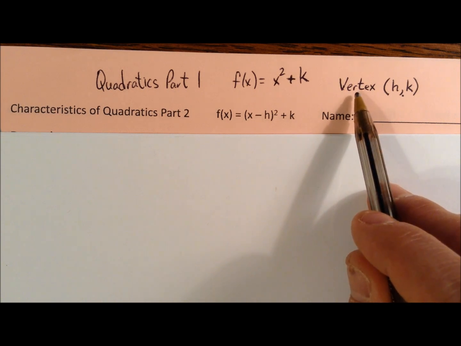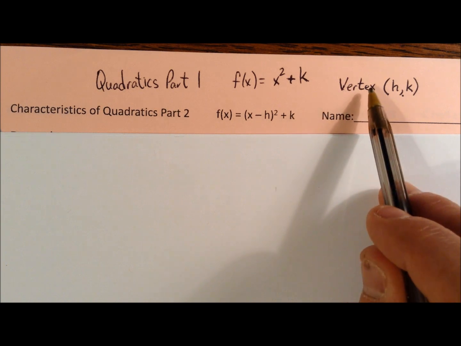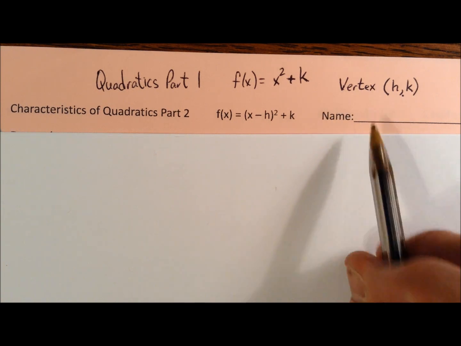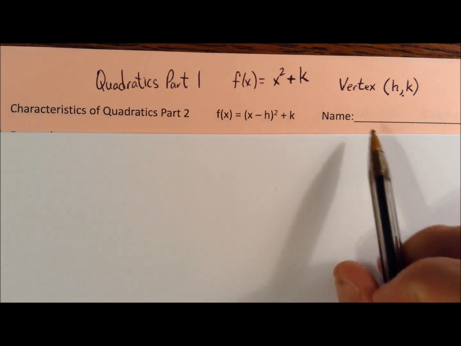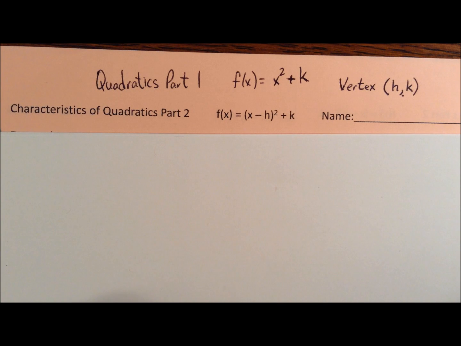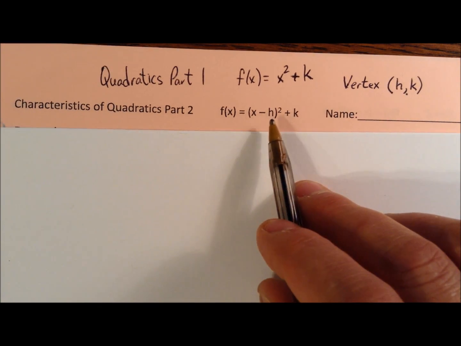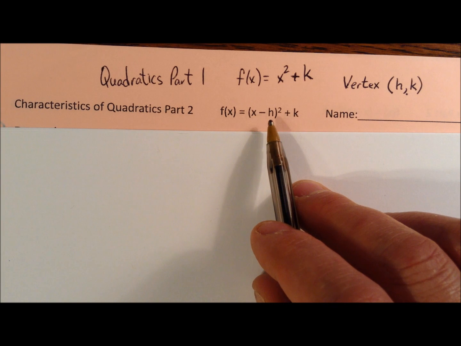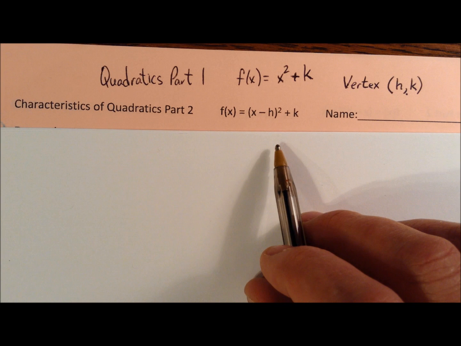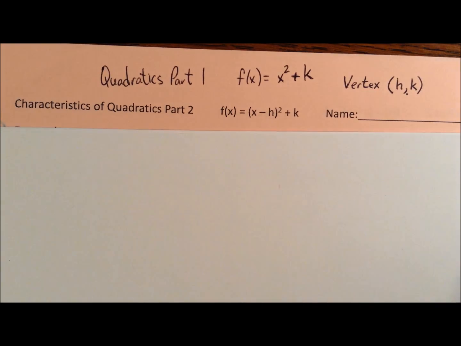The vertex, again, is the point where it changes direction. It's either the low minimum point in a parabola that opens upward, or it's going to be a maximum high point for a parabola that opens downward. Okay? So, when we do these first couple of problems together, have your calculator, fill in everything that I fill in, and I want you to be paying attention to this right here and see how it affects the parent parabola.